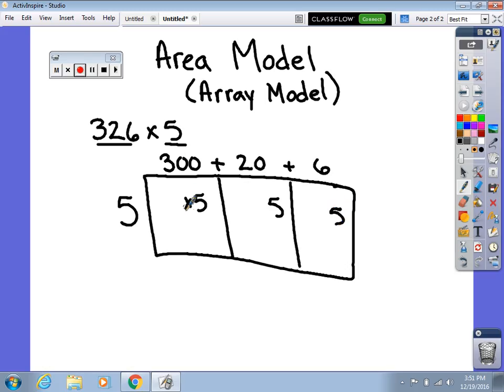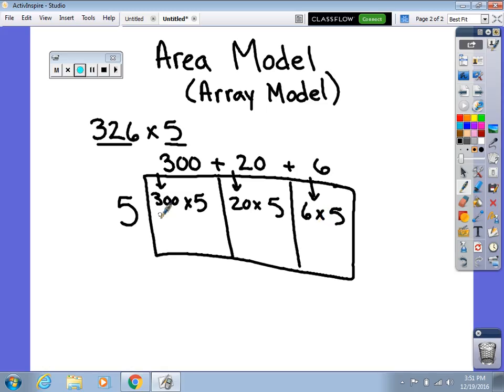And so for this first box, it would be 300 comes down times 5. And in this box, it would be 20 times 5. And in this box, it would be 6 times 5. And one reason we do this method is because it's often easier for us to multiply by tens and hundreds and then our facts finally at the end.